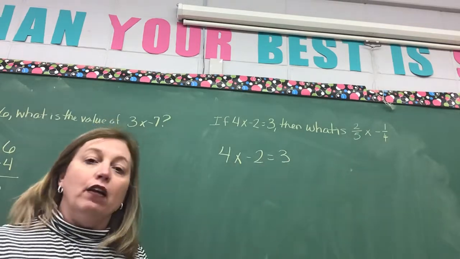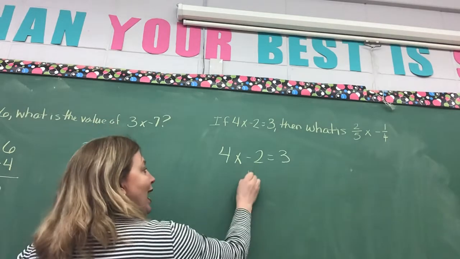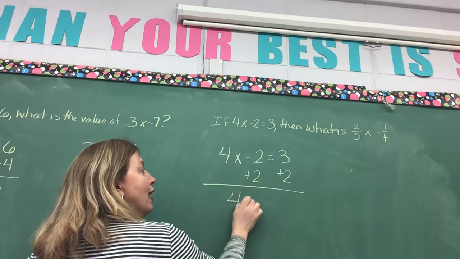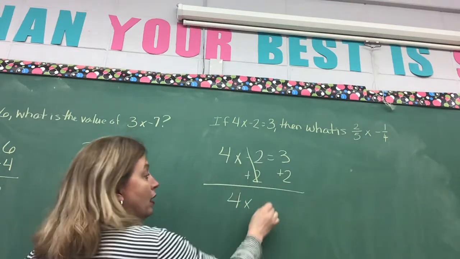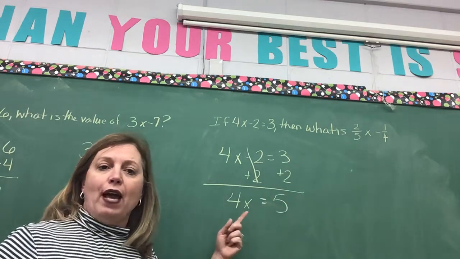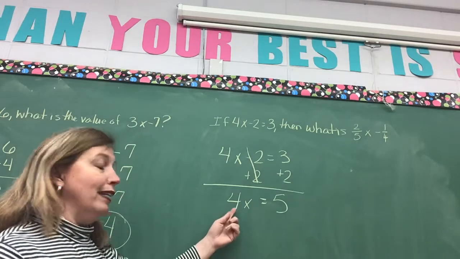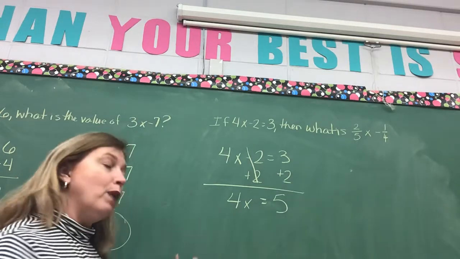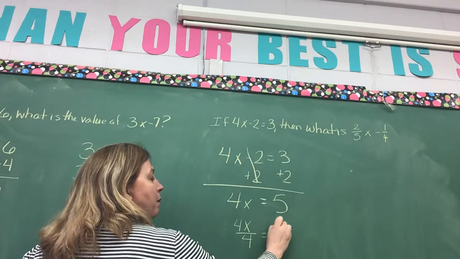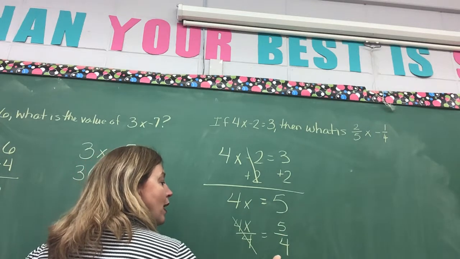I can solve that. The first thing I'm going to do is get rid of this minus 2 by doing the opposite. I'm going to add 2. When I do that, I have 4x, because these are going to cancel, equals 3 plus 2 is 5. Now I need to get rid of this 4x. I need to get x by itself. It has to have a value. So to do that, I need to get rid of the 4. 4x means to multiply, so you know that we are going to divide. Okay? These cancel, leaving us x.